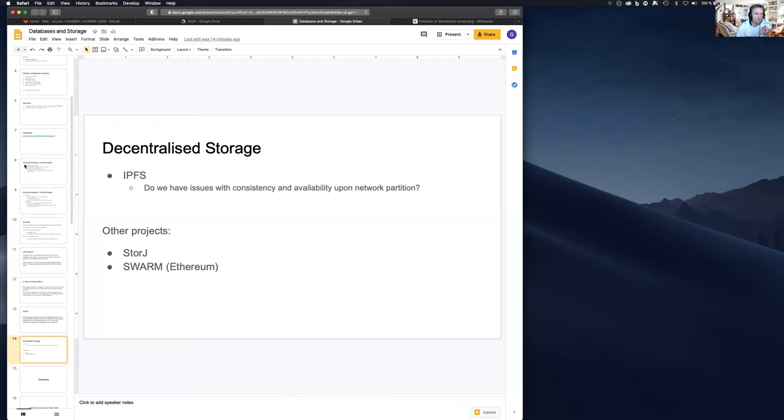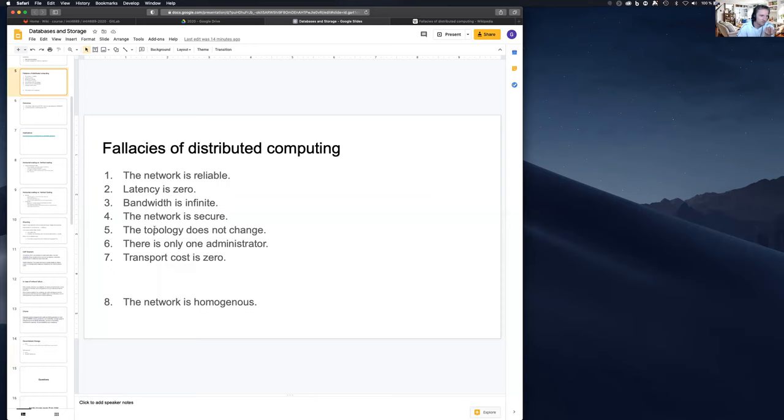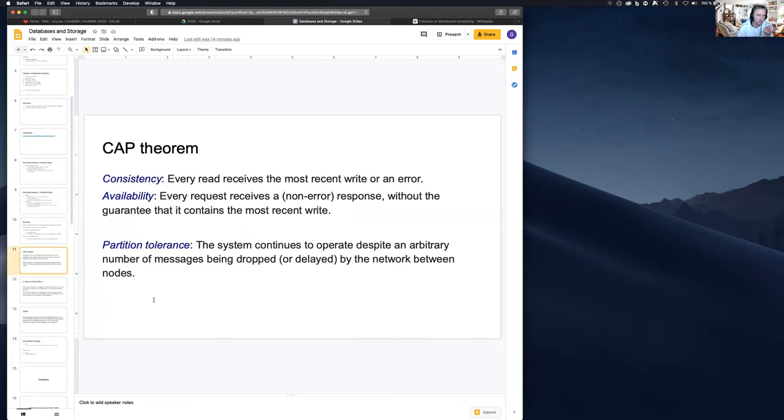But we still have the same problem. We have the same fallacies of distributed computing, of course. And we still have to make a choice between consistency and availability if our network becomes partitioned, if some of the nodes don't see each other, right?